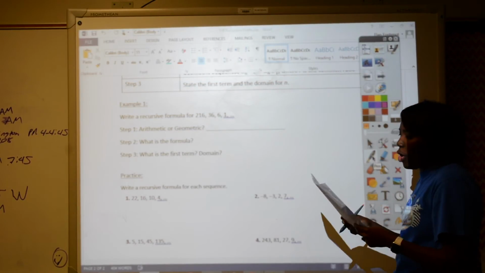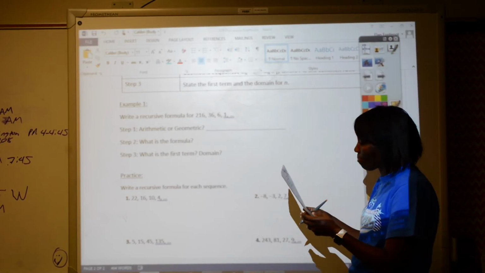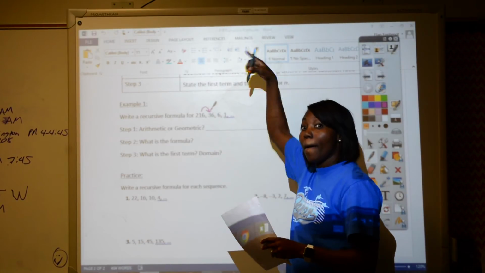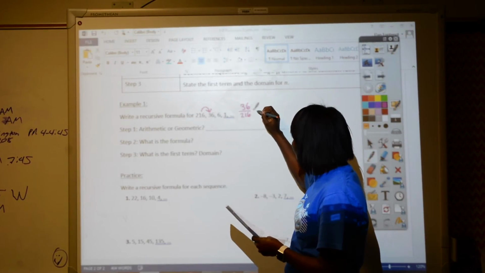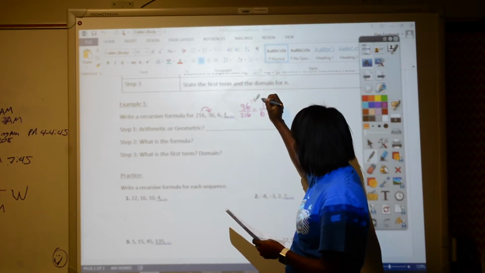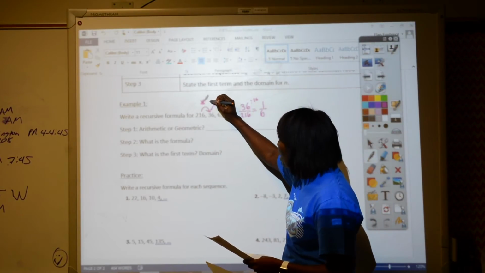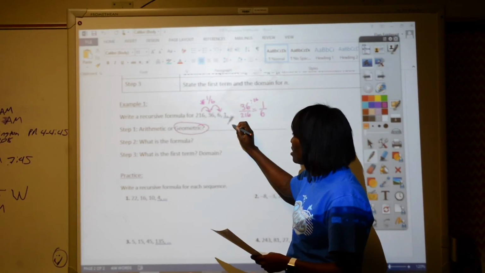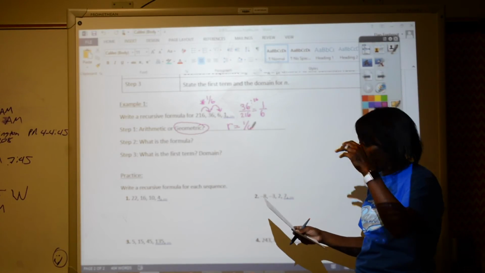So here it says, write a recursive formula for 216, 36, 6, and 1. Remember, if you can't figure out what they're multiplying by to go this way, then remember we go backwards. If we do 36 over 216, that actually reduces to 1 over 6, because both of those are divisible by 36. We realize we're multiplying by 1/6, so that means it is a geometric sequence, and r equals 1/6. That's our common ratio. Yesterday's homework, got it?